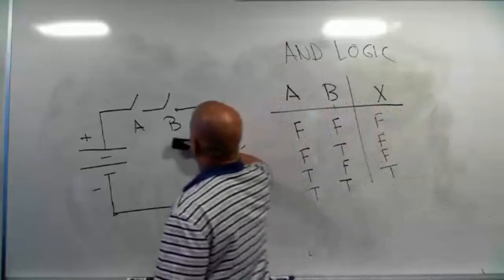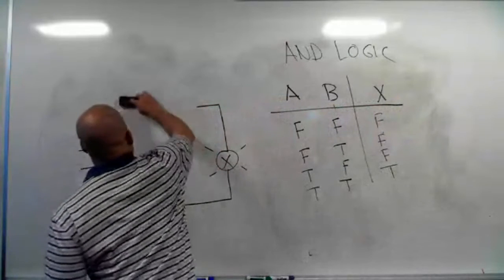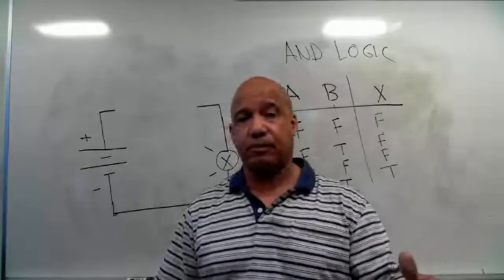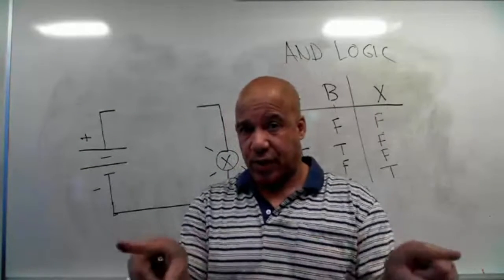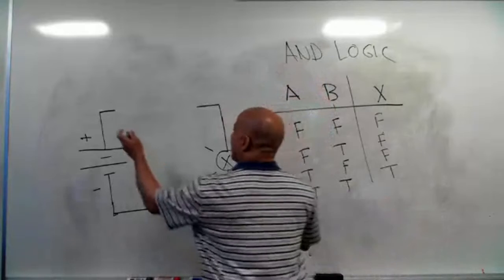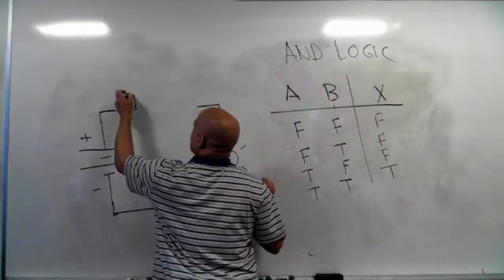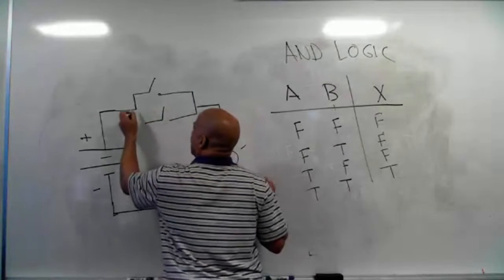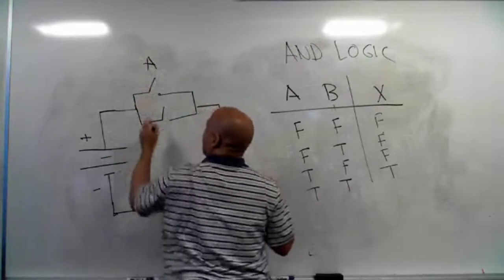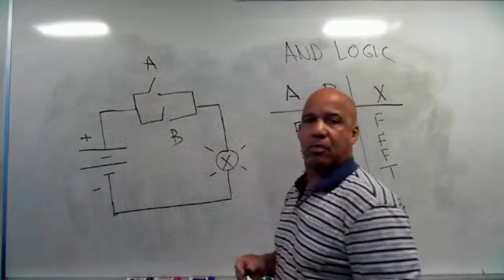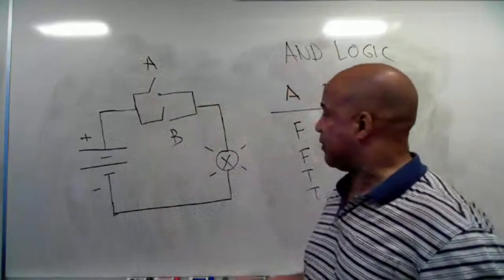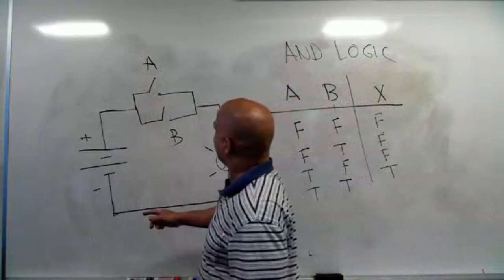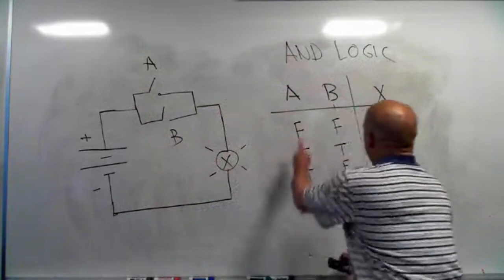Well, what if I do this? What if I rearrange this to where I have switch A and B? Now before, if you remember from your circuits course, those switches were hooked in series. What if I hook them up like this? So now I got switch A here and B here. What if I hook them up in parallel? This is the first connection, series. This is parallel.